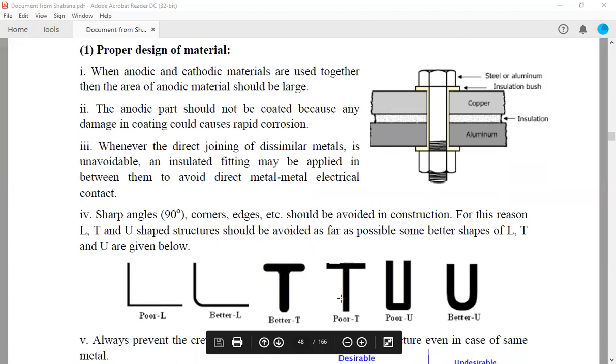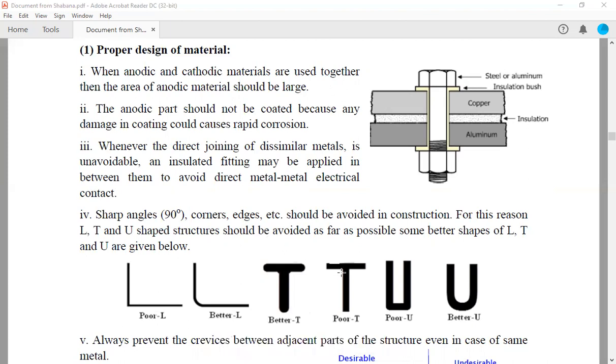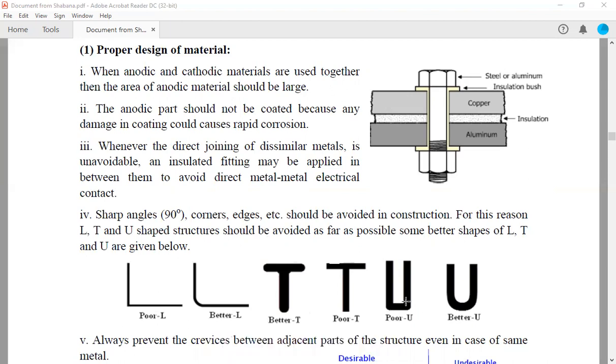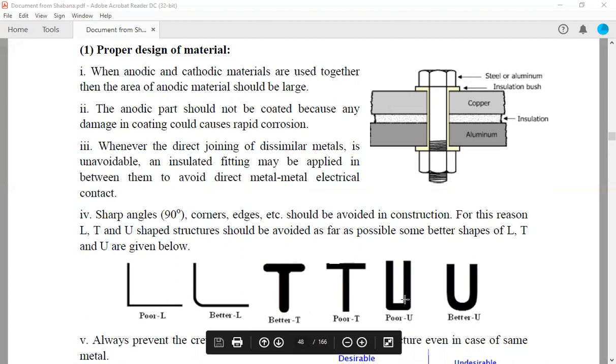Whereas the T structure should not be designed like this, because the edges are sharp here. The construction of the T structure should be like this; it is a better T compared to the top one. And the U structure should not be like this, because there is a stressed area here. This area acts as an anode, and there is a chance of corrosion taking place. So the U structure should be like this.